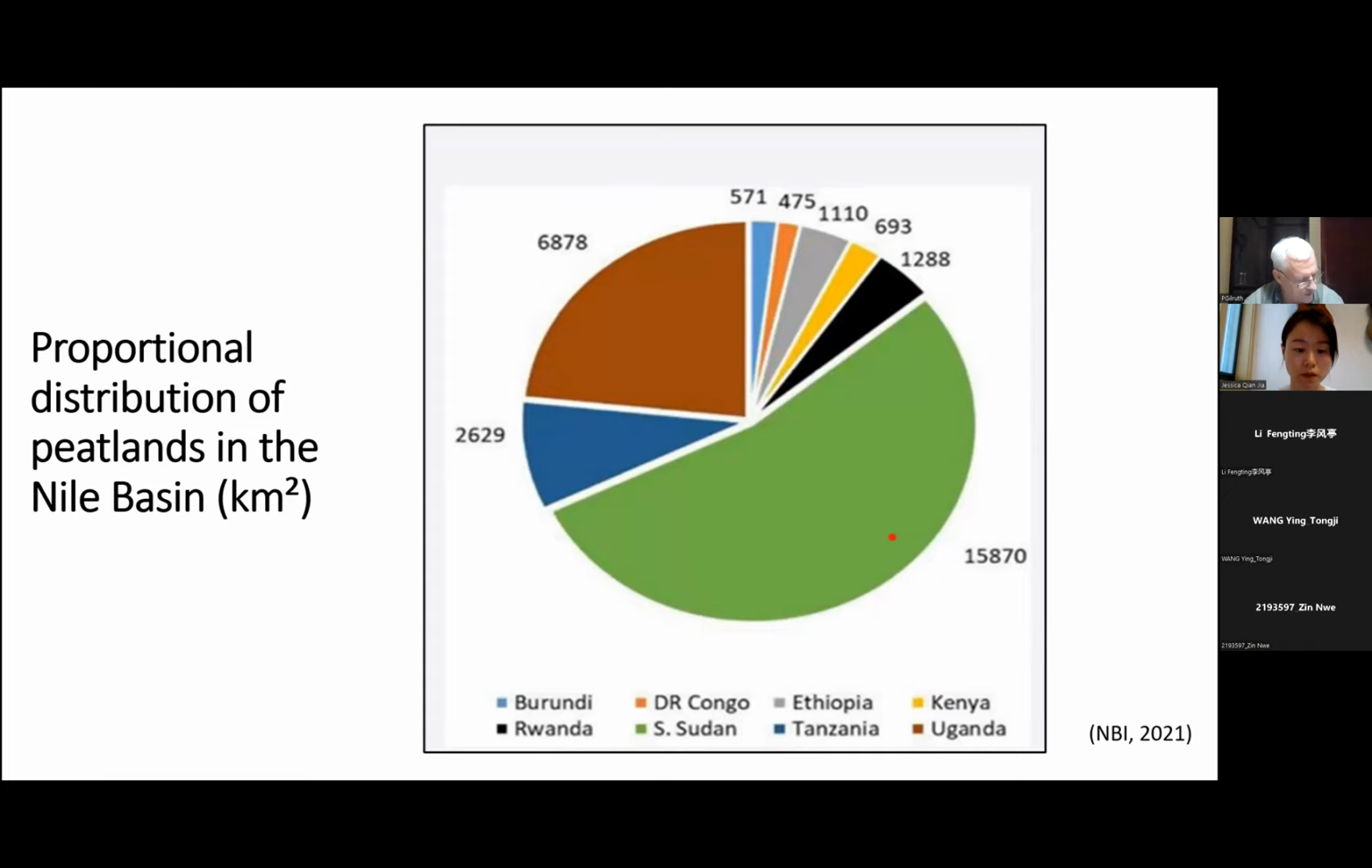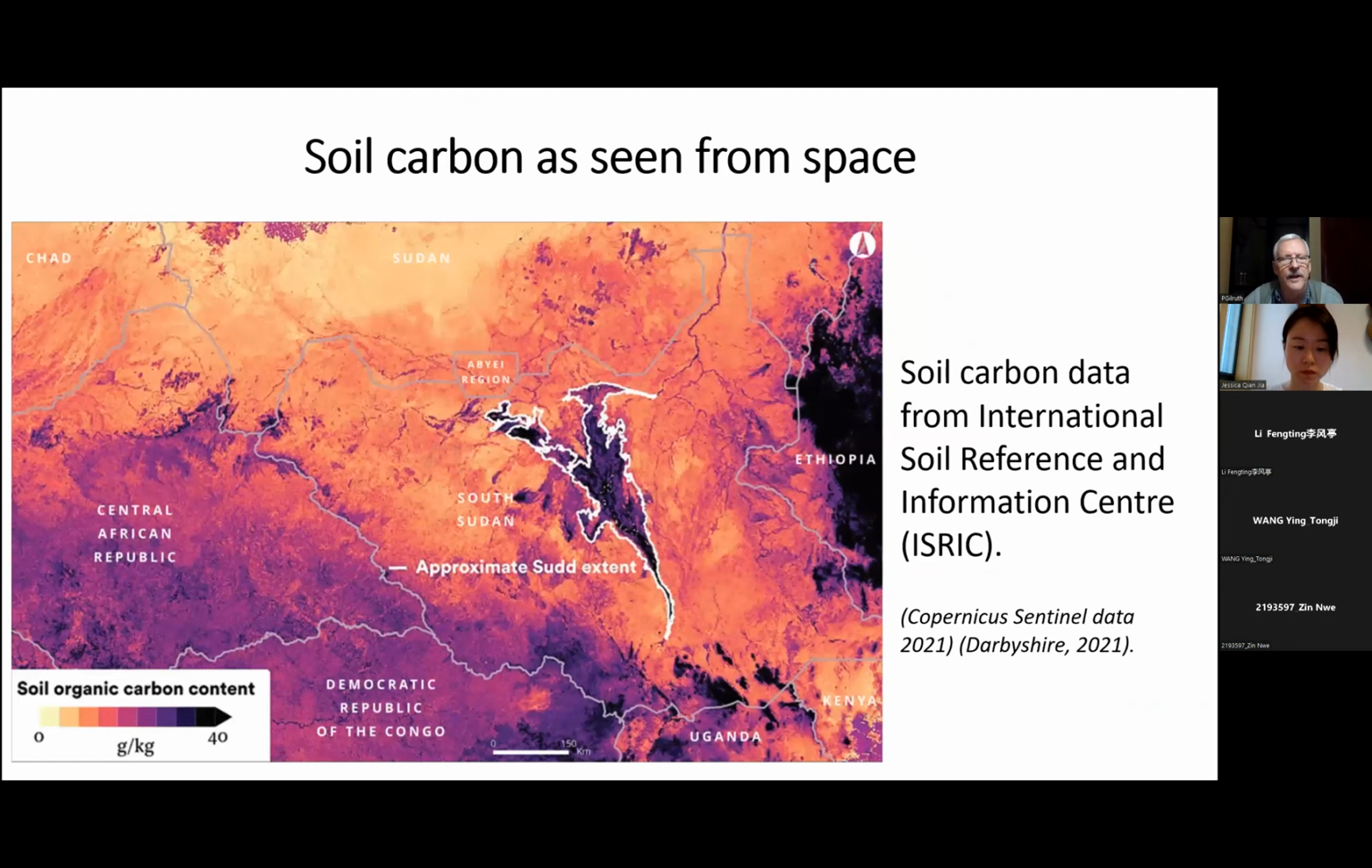Going to the next slide, we're looking at soil carbon as seen from space. This is from the International Soil Reference and Information Center, ISRIC. And again, you see that dark area is the Sudd, and it shows high soil carbon. The surrounding areas are very light because the soil carbon is far less. Imagine if you drained the wetland, that dark would turn to light, and there would be so much carbon released to the atmosphere.